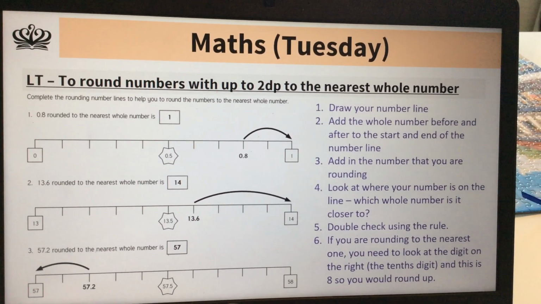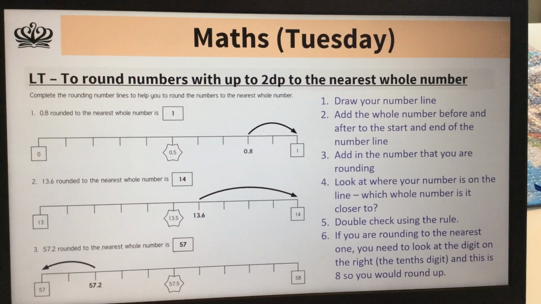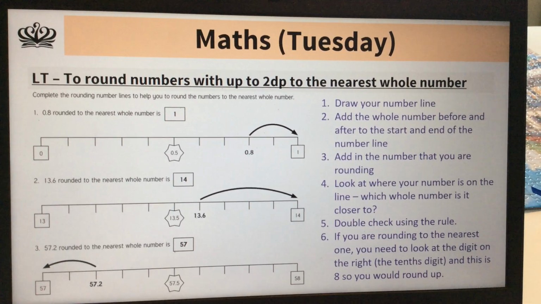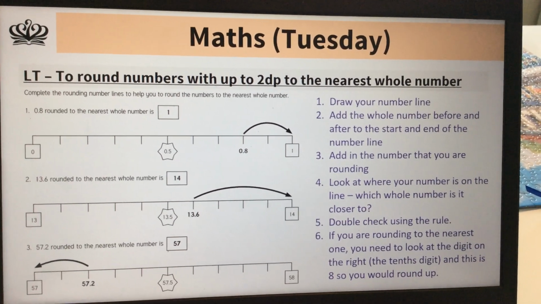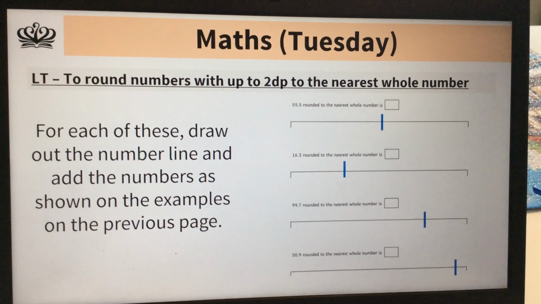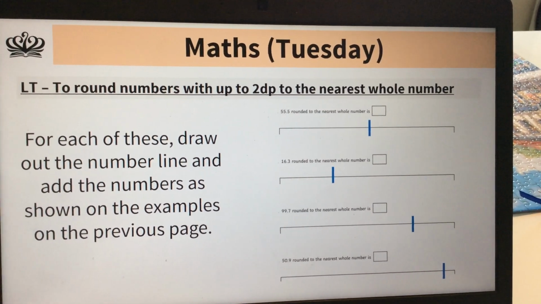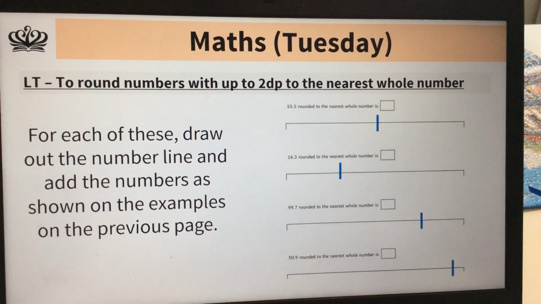Okay, so hopefully that makes sense. If using these number lines helps you in drawing it out, then that will be the strategy which you will need to use today. Even if it takes a bit more time, it will be a really good way for you to check as well. Okay, so this is your first task, so you've got some numbers and you need to have a go at drawing them.